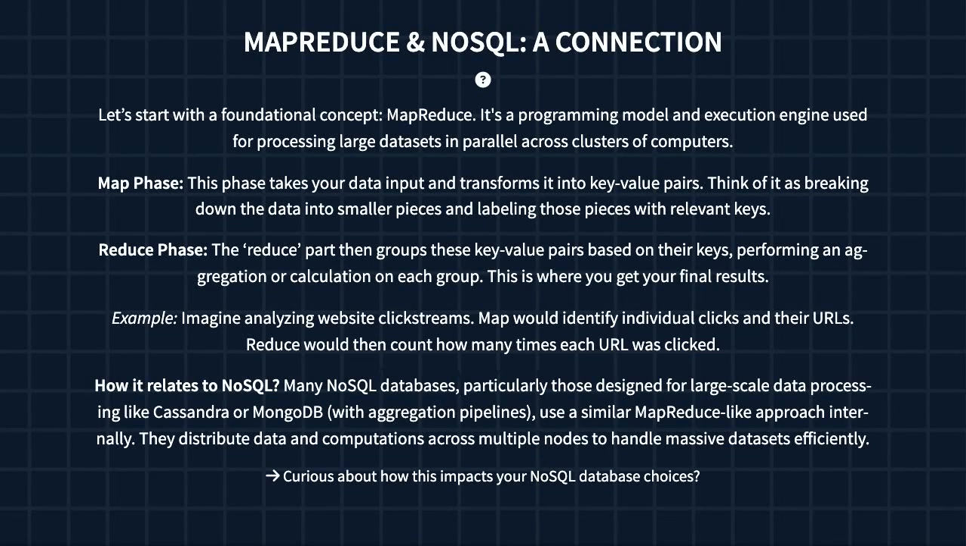Okay, let's talk about MapReduce. It's a really powerful way to process huge amounts of data. Basically, it breaks down the work into smaller chunks and spreads it out across multiple computers to speed things up. Think of the map phase as taking your raw data and turning it into labeled pieces. Then, the reduce stage groups those pieces together and does some calculations to give you the final answers. Many NoSQL databases, like Cassandra or MongoDB with its aggregation pipelines, are built on principles similar to MapReduce, making them great choices for handling massive datasets.